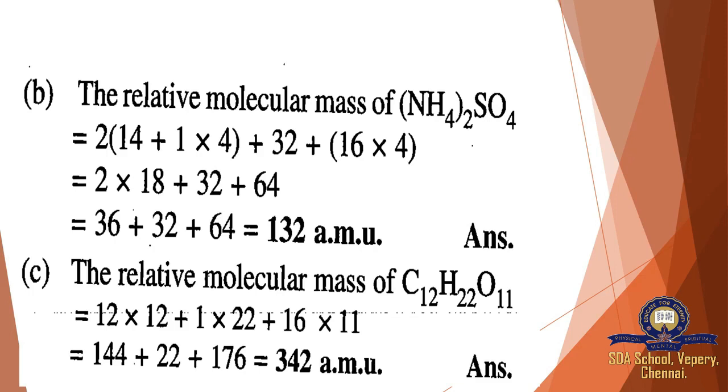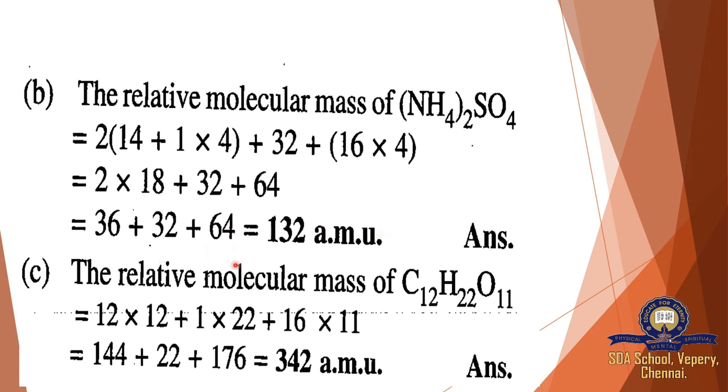The relative molecular mass of ammonium sulfate. Here we have 2 ammonium groups, so 2 into the atomic mass of nitrogen 14, plus the atomic mass of hydrogen 1 into 4 hydrogens, plus sulfur's atomic weight 32, plus 4 oxygens, so 16 into 4. Totally we have 36 for ammonium, 32 sulfur, plus 64 oxygen. The total weight is 132 AMU.